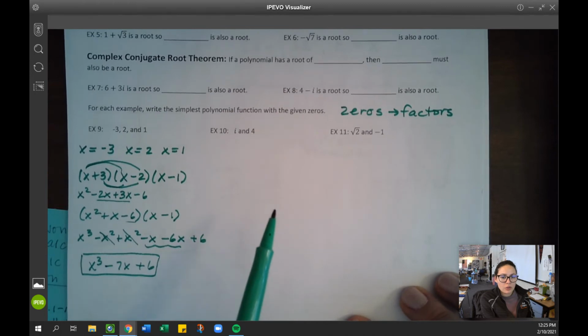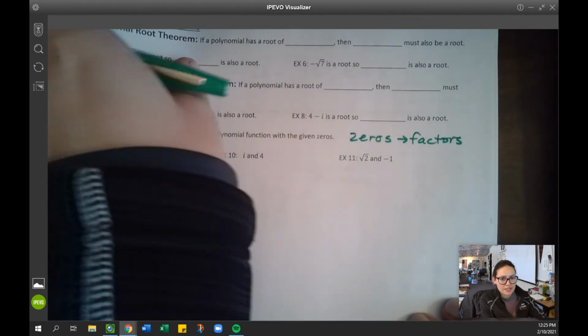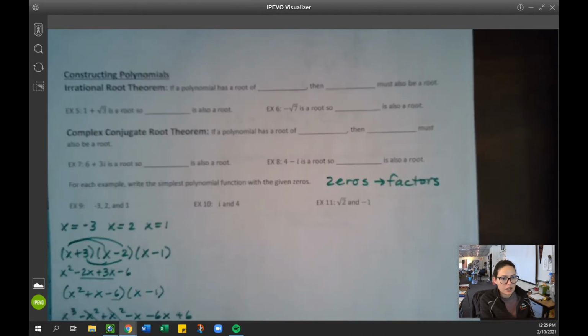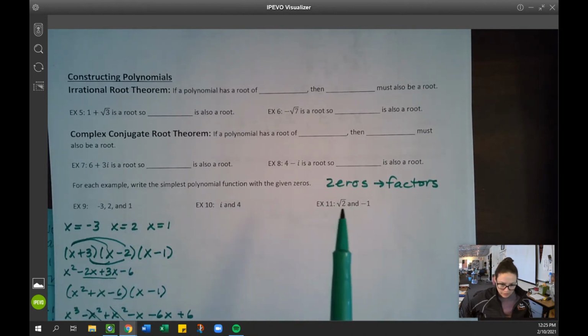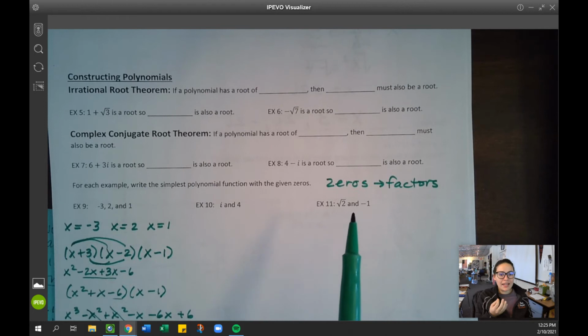Okay, before we move on to examples 10 and 11, I want to talk about when we get kind of funky zeros, either imaginary roots or zeros, or irrational roots or zeros. Essentially what you need to know is that they always come in pairs.